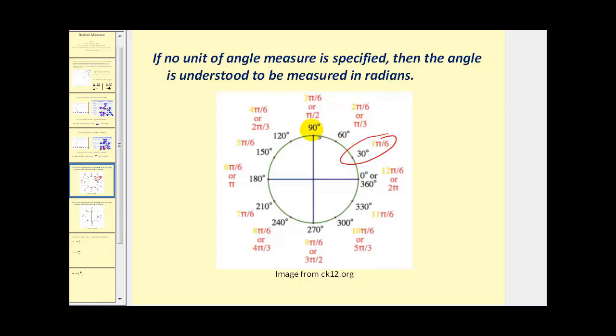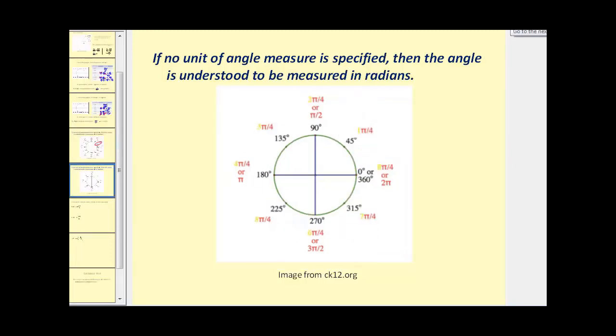90 degrees is 3 times 30 degrees, so it would be 3 times pi over 6, or 3 pi over 6, which simplifies to pi over 2. 120 degrees is 4 times 30 degrees, or 4 times pi over 6, which simplifies to 2 pi over 3, and so on. So this is actually a very helpful diagram when you're first learning how to work with radians.